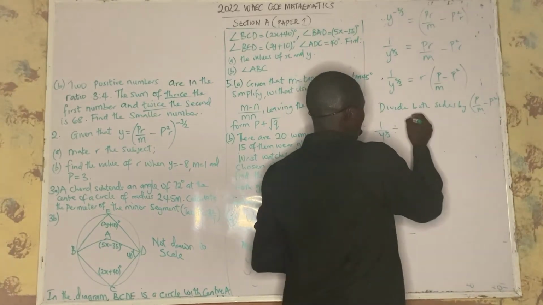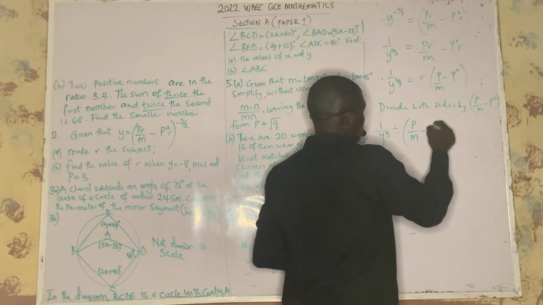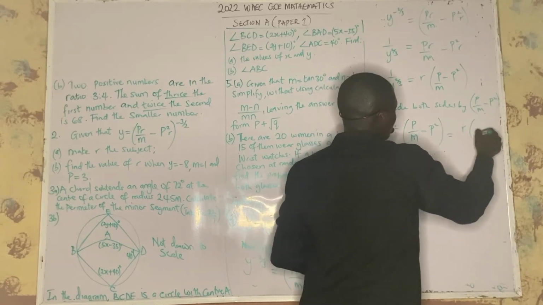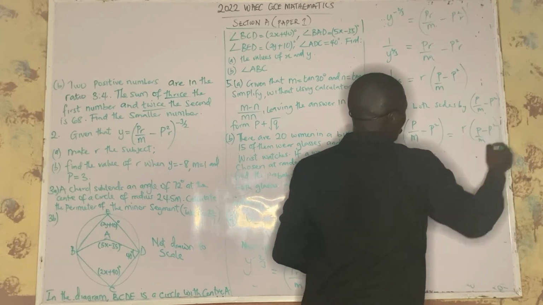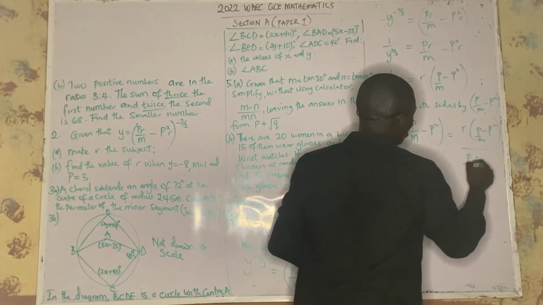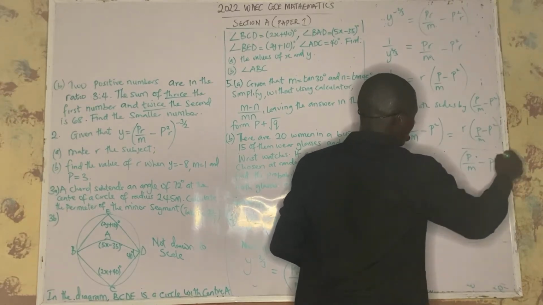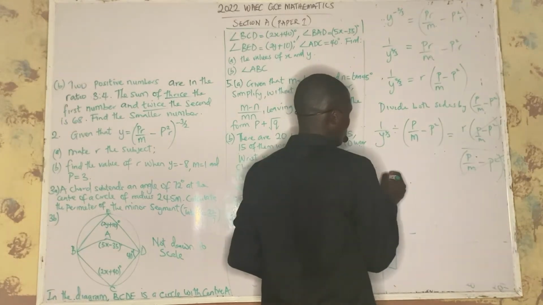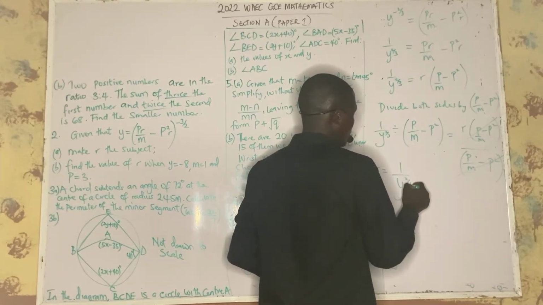So divided by P over M minus P squared equal to R into bracket P over M minus P squared, and all over P over M minus P squared. So definitely this one cancels out. So I'm having what? Bringing this one first now. R is equal to 1 over y raised to power 2 over 3.